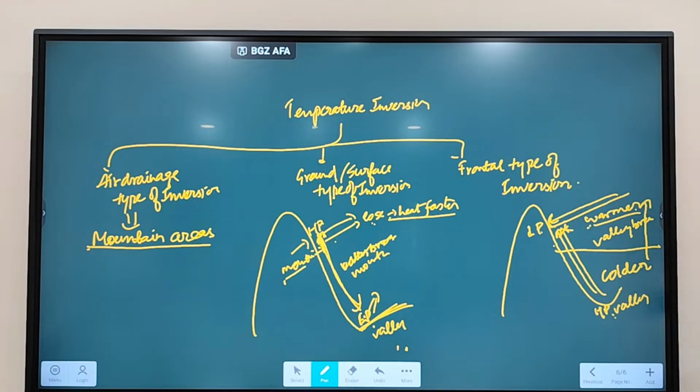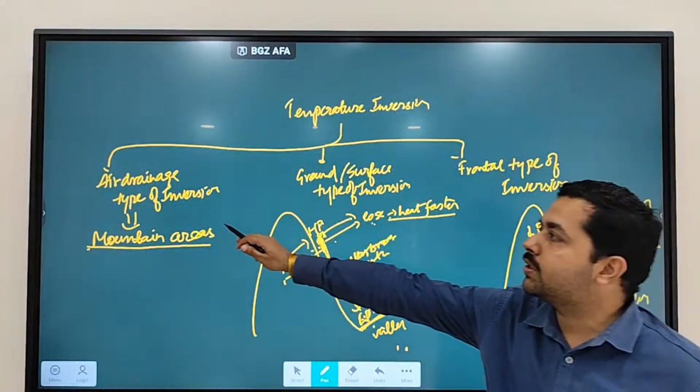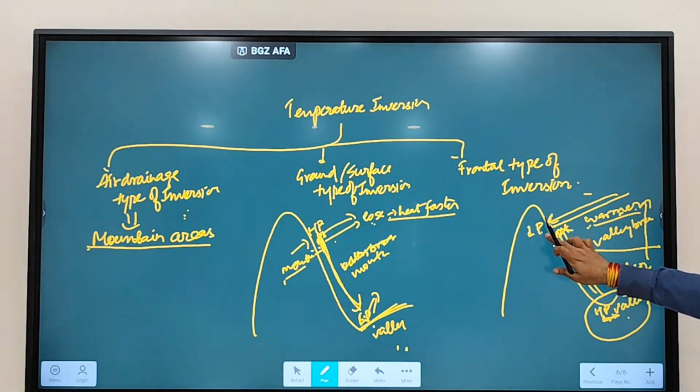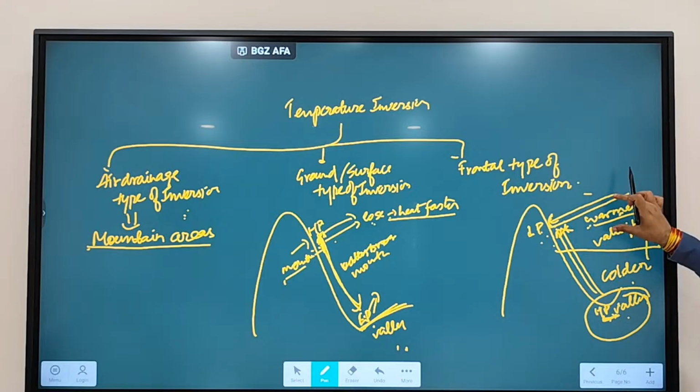So as you are moving from this layer to this layer, is the temperature increasing or decreasing? Increasing. Temperature is increasing, so it is the air drainage type of temperature inversion. Clear? So in the mountain region, during the daytime, the valley has colder condition while the mountain slope gets heated. As a result, air in contact with the mountain slope becomes warmer, and air in contact with the valley becomes colder. So you see this air drainage type of temperature inversion. Fine.